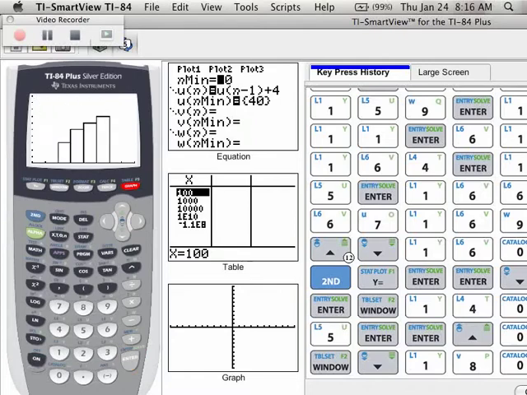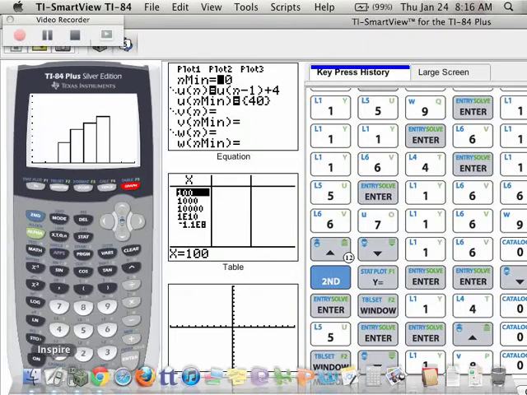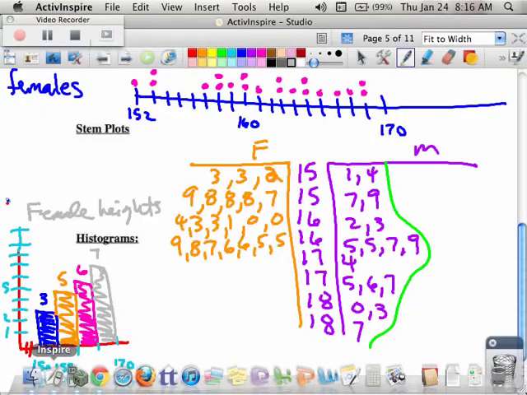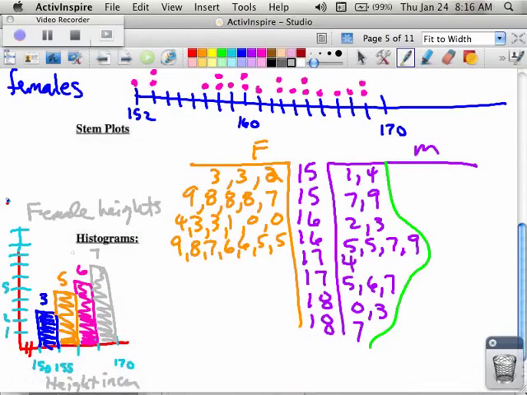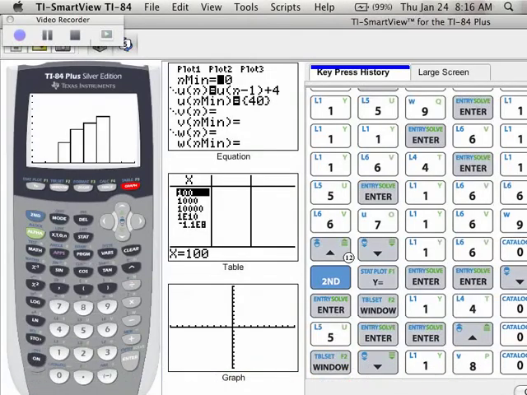So here's my set of bins for the histogram, and if you look back at what our histogram looked like for the females, you can kind of see that's what it looked like for the females. There were 4 bins successively higher. And the cool thing about your calculator is if you hit trace, it'll tell you in each bin where you are.